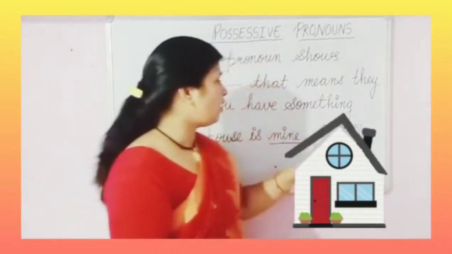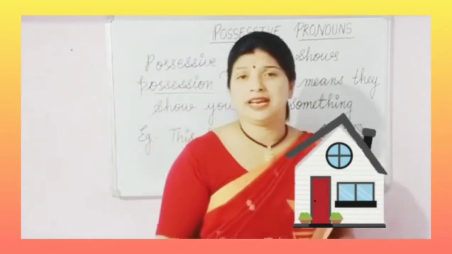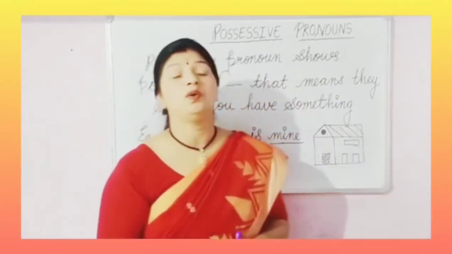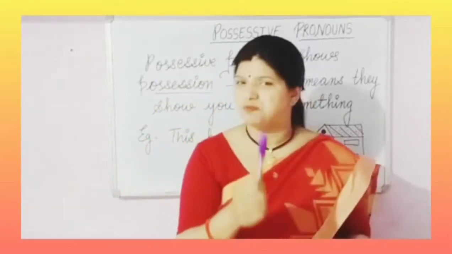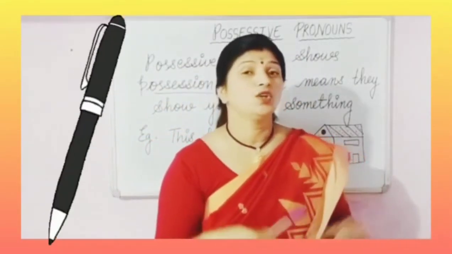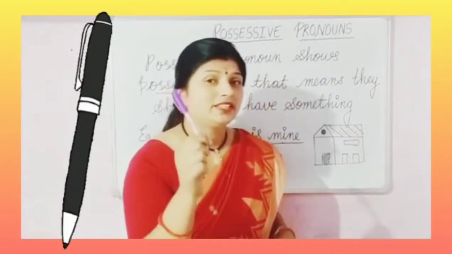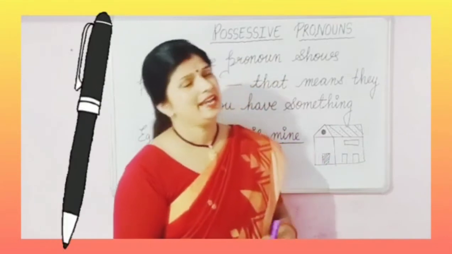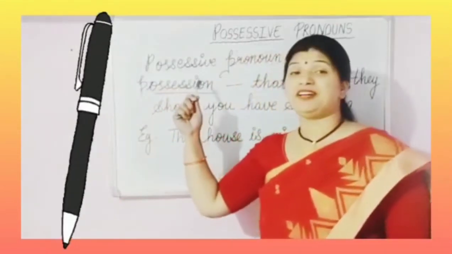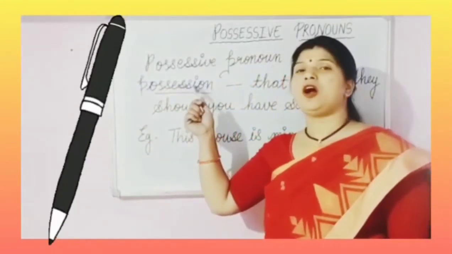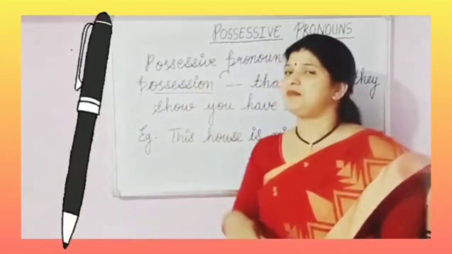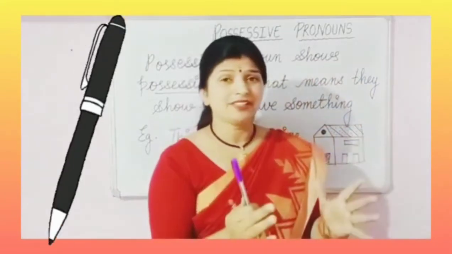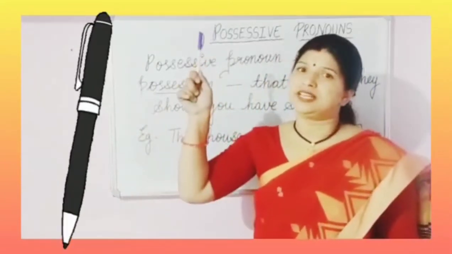Okay, now let me give you one more example. If I say about this pen, मैं pen की बात करूँ, if I say this pen belongs to me, this is my pen, so how will I write, this pen is mine, not yours, ye mera pen hai, aapka nahi hai. If I say about this board, if I say this board belongs to APS, ye APS ka board hai, so how will I say, this board is theirs, ye unka board hai.